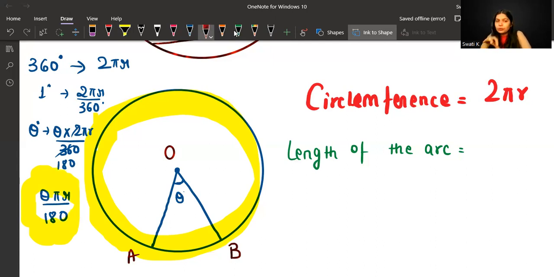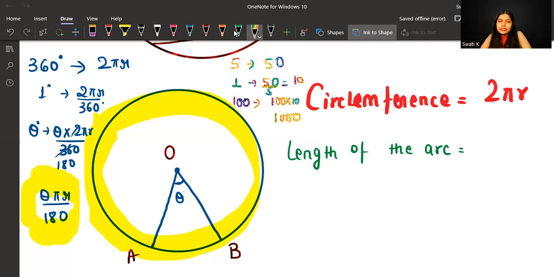Now, for those who have not understood why I took 1 degree as this and theta as this, I'll just tell you a very simple example. Imagine the price of 5 chocolates is 50 rupees. What is the price of 1? Of course, you'll do 50 by 5. The answer is 10. Now, what is the price of 100? What will you do? You will multiply 100 with the price of 1 chocolate, right? So what is 100 times 10? It is 1000.